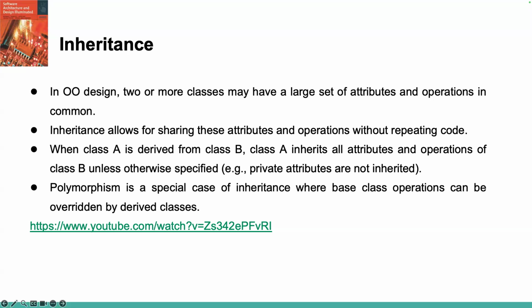It also enables polymorphism, which is a special case of inheritance. Polymorphism allows a derived class to override operations from the base class. This means that a derived class can modify or replace the behavior of an inherited method to meet its specific needs. For instance, a base class Animal might have a method speak, and derived classes like Dog and Cat can override this method to provide their unique implementations, such as barking or meowing.